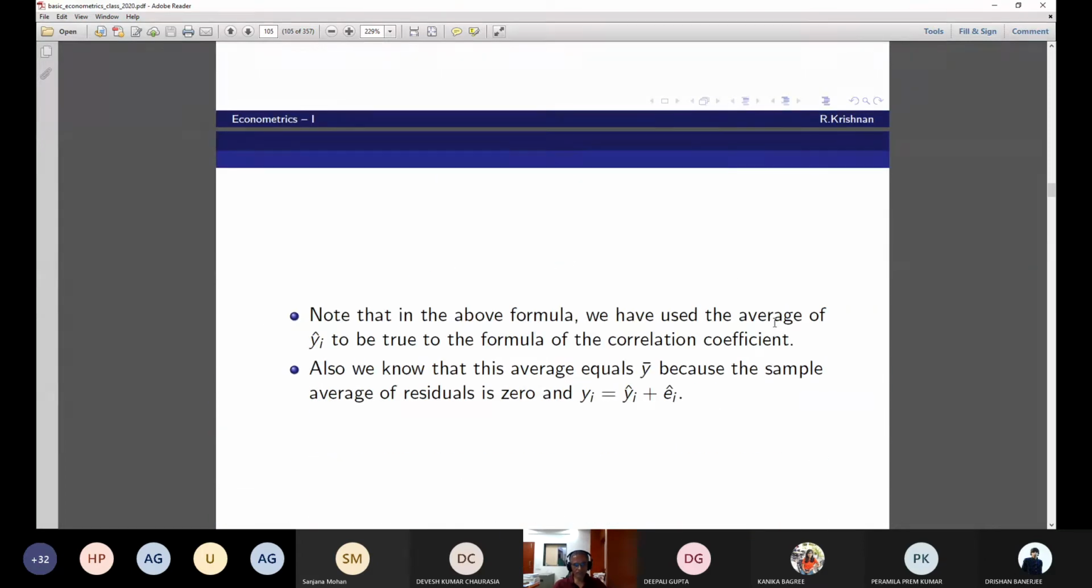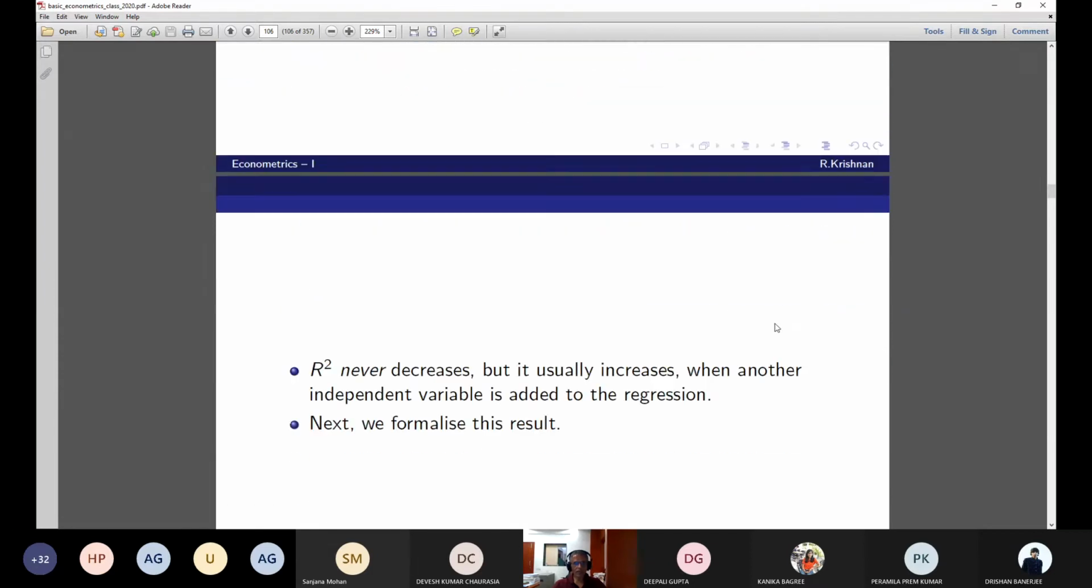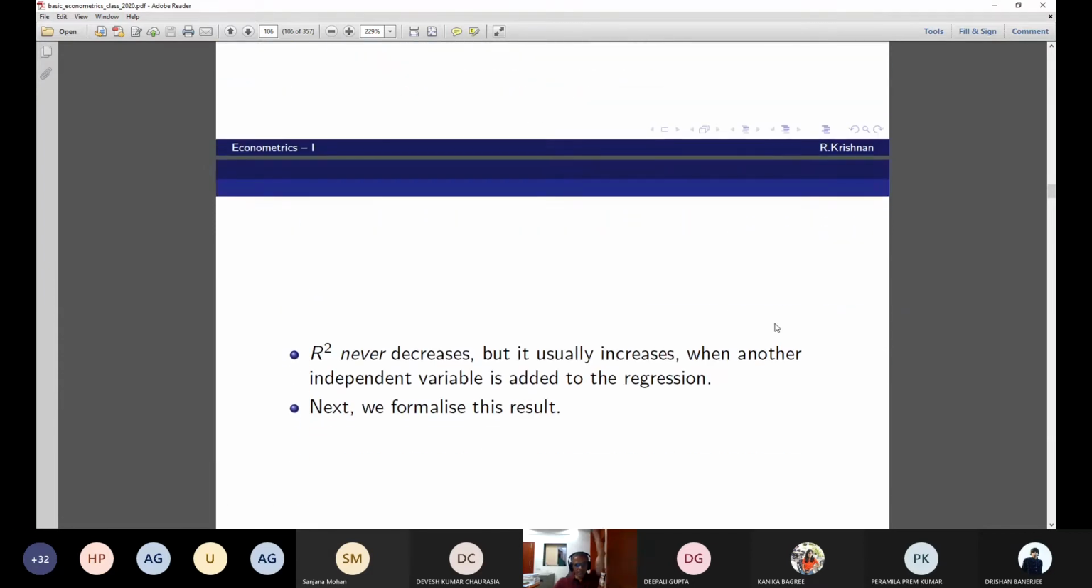Note that in the above formula, we have used the average of y to be true to the formula of the correlation coefficient. Also, we know that this average equals y bar. Okay, now this is fine. This is immaterial. R square never decreases, but it usually increases when another independent variable is added to the regression.